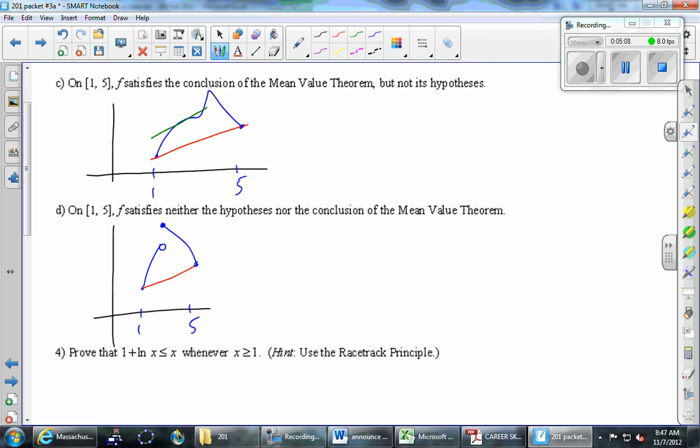All of those tangent lines are what? Uphill or downhill? Those are all downhill tangent lines, so certainly none of them will be parallel to the red. So that's an example. It fails the hypotheses. It's not differentiable because of the jump. And it also fails the conclusion.